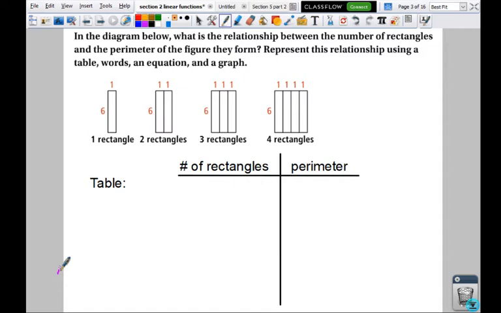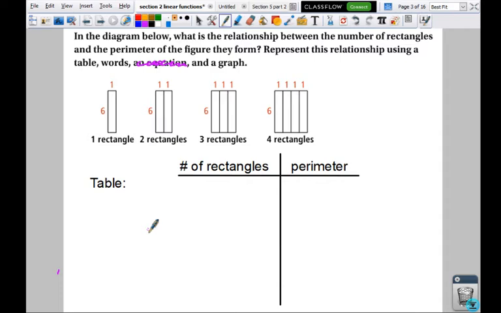We're actually not going to do an equation today. Excuse me. So you can cross out the equation part if you want. We're just going to do a table, words, and a graph. So we're going to have to come up with a way to represent the number of rectangles, and we're going to compare it to the perimeter.